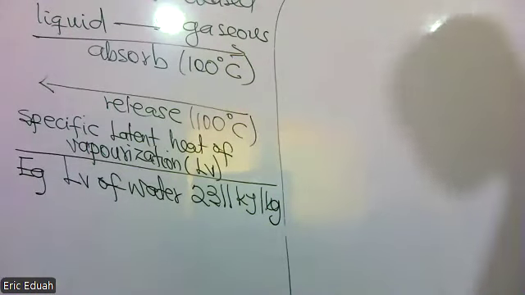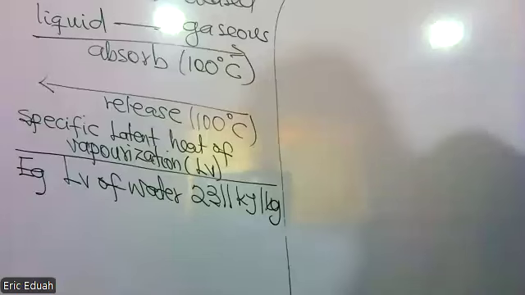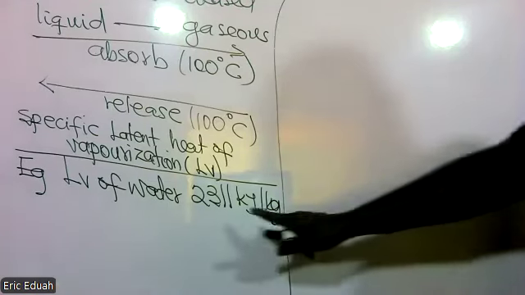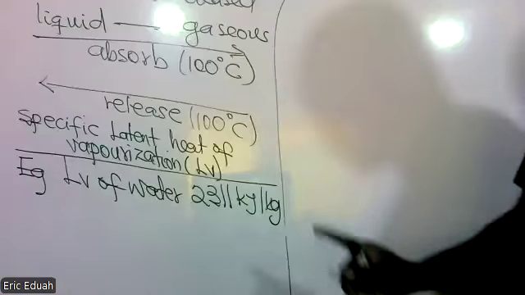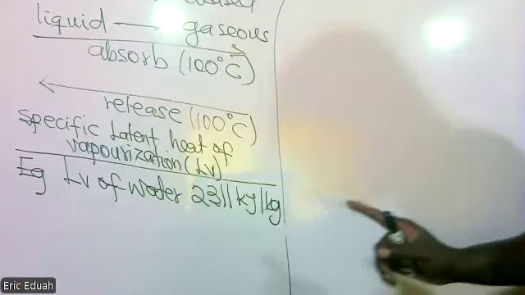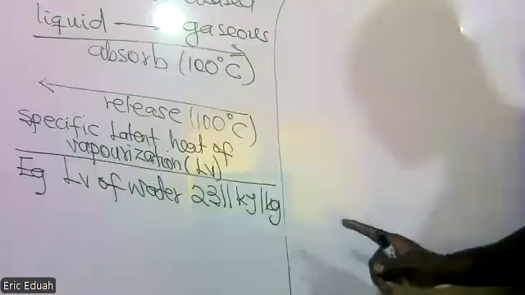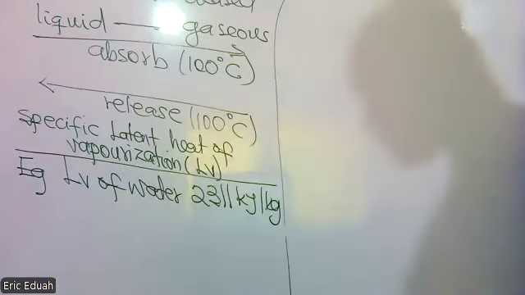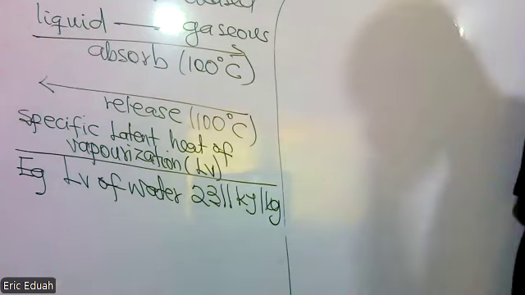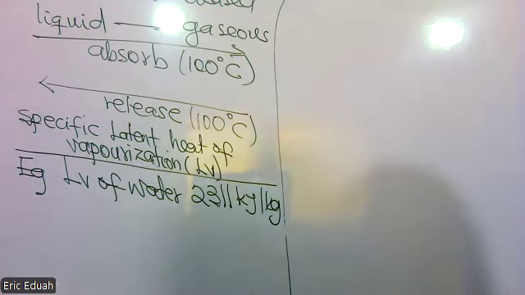I think it means that the amount of heat that must be absorbed by 1 kilogram of water at 100 degrees is 2,311 kilojoules. Okay, Yaba, you are not done. Herbert, I saw your hand up. What do you also think?